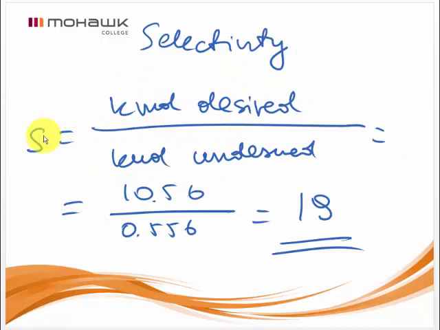Selectivity would be the kilogram-moles of the desired product divided by the kilogram-moles of the undesired product, and 10.56 kilomoles of the lactic acid is produced divided by 0.556 kilogram-moles of the ethyl alcohol produced, and this ratio would give us 19. So the selectivity is equal to 19.